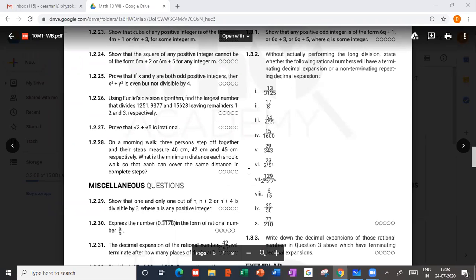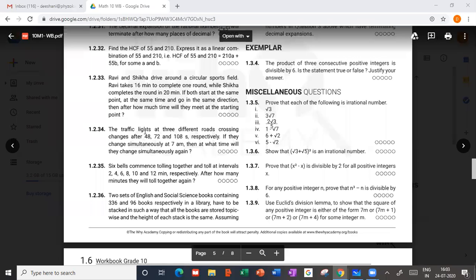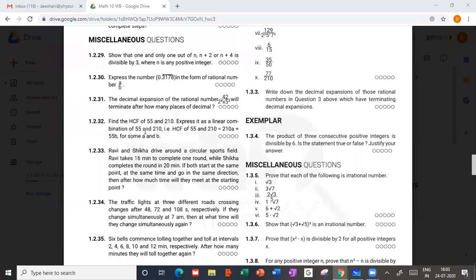Okay, one more. Oh, there are many here. Awesome. Oh, I didn't realize there are many word problems here. Okay, what about the 32nd one? No. The 33rd one. Ravi and Shikha drive around a circular sports field.